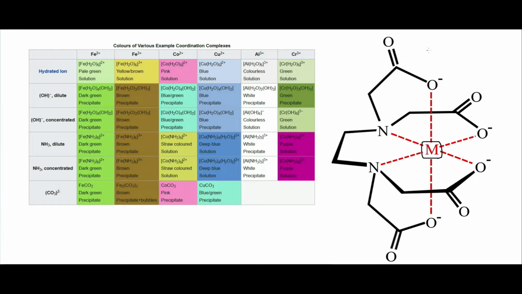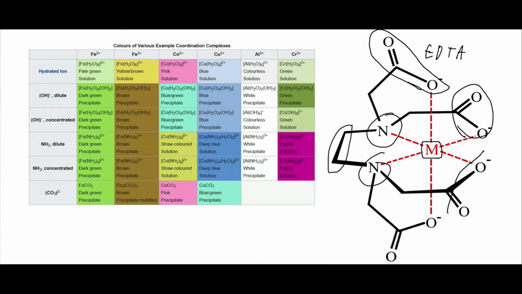It's called EDTA, or ethylene diamine tetraacetic acid. So ethylene is this, diamine and tetra, 1, 2, 3, 4 tetraacetic acid.